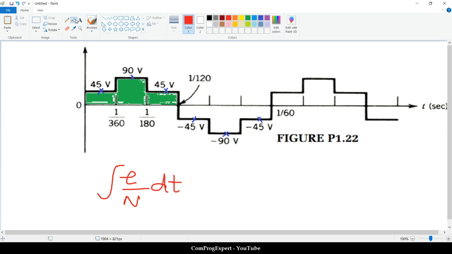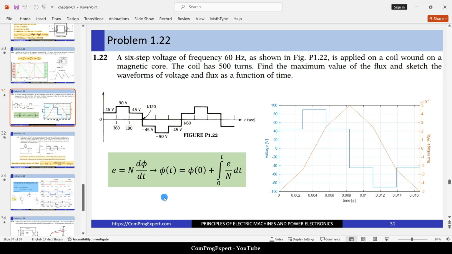Then we have this interval, and we have a reduction in the value of the flux. The value of E is negative here. So if we calculate this integral for this interval, we can calculate the flux function. Integrating is not too complex. How can we calculate the integral?